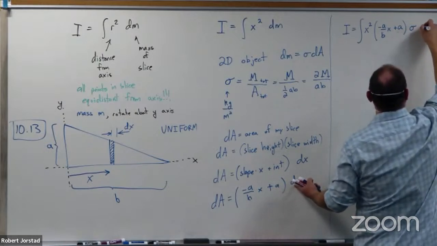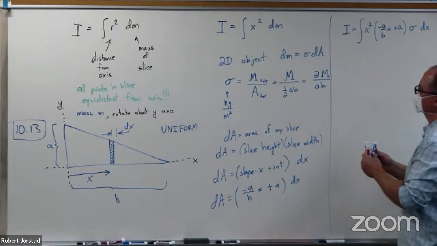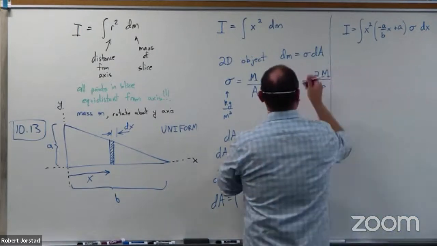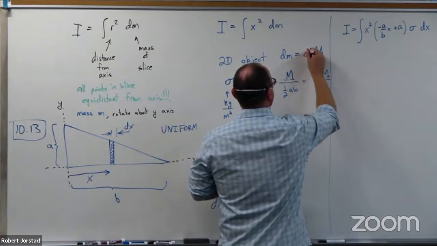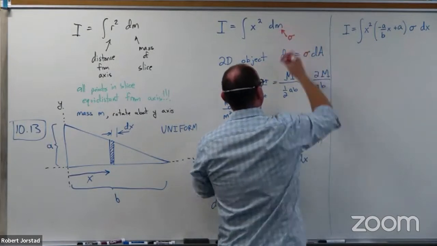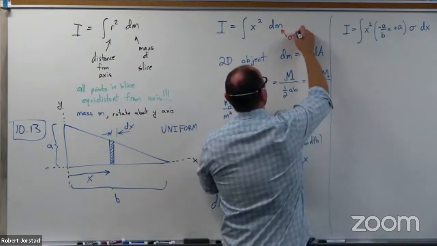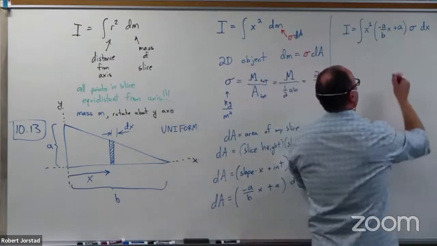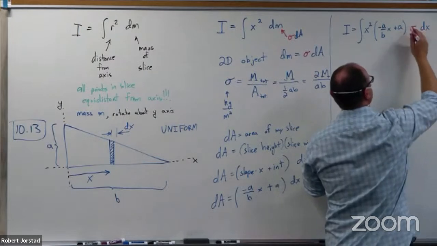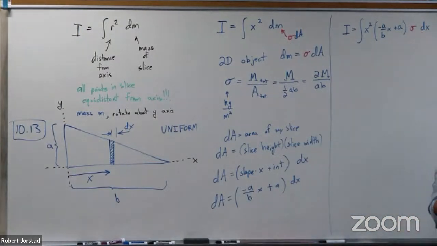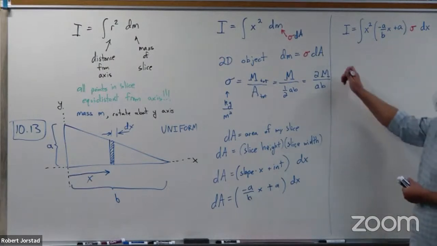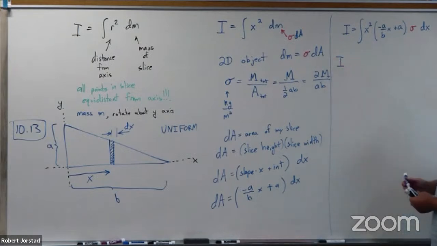I'm gonna sneak in that sigma. Maybe I'll make that sigma a different color right here so it sticks out. So, right, it's not just the dx's. You would check the units at the end and it would help you see if you forgot the sigma. I could pull out some constants. What 2 constants can I pull out?